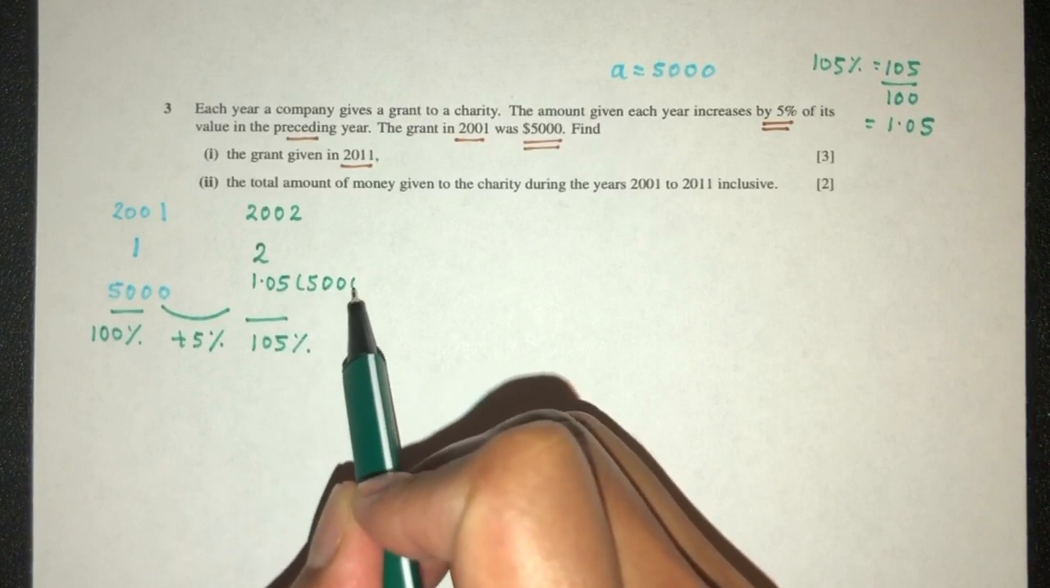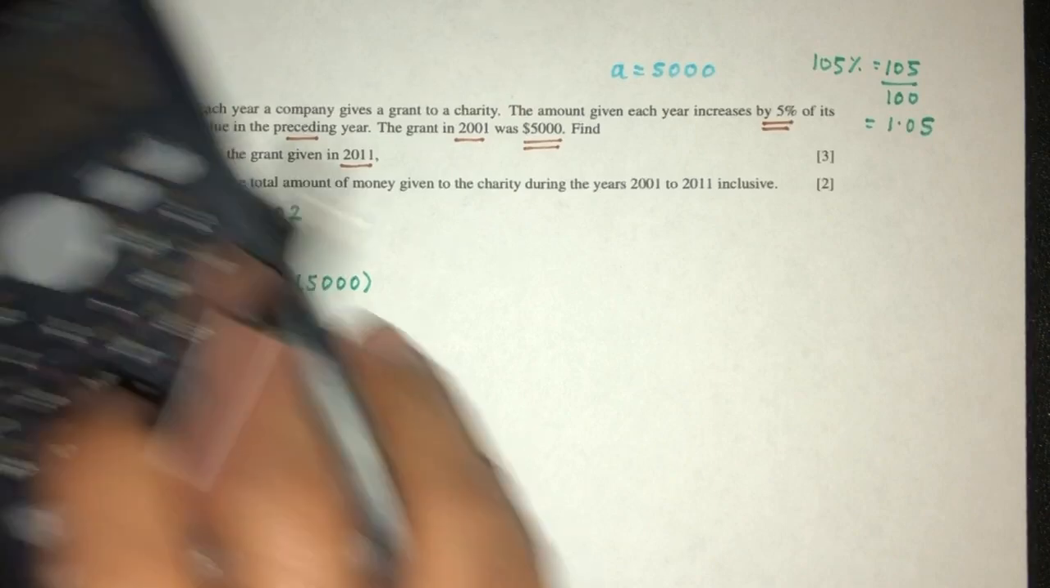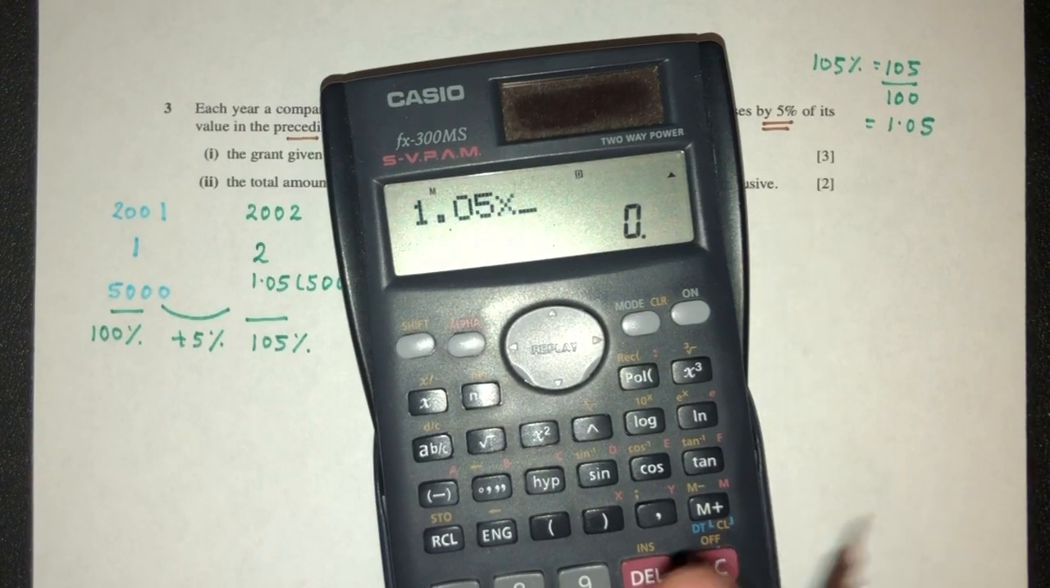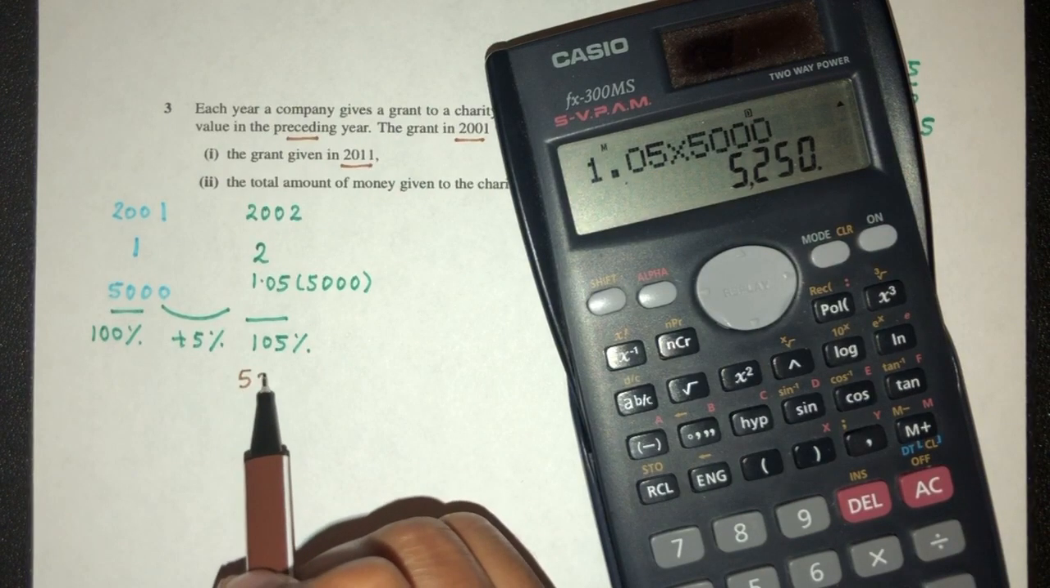So this will be this right here. We can check if you want to. The second year will be 1.05 times 5,000, which should be this much. So the second year he gives this much.